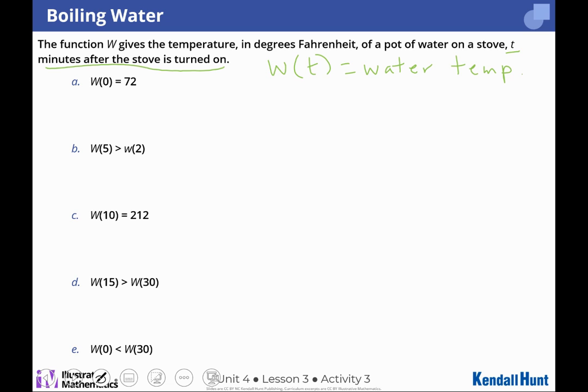Okay, so if we have W of 0 equals 72, that means time is 0. So the 0 represents time. So then what that means is that 72 degrees is the starting temperature of the water.